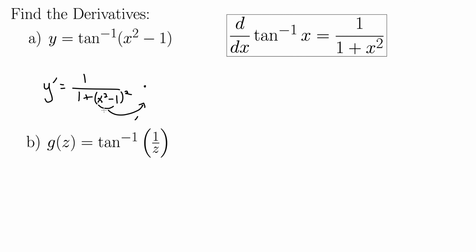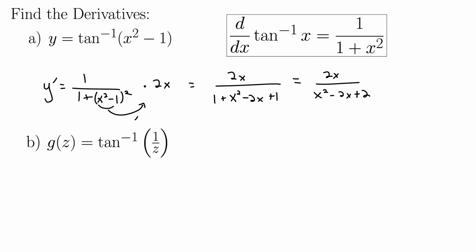So what is this thing? X squared minus 1 prime is 2x. Okay, so now let's just clean this up a little bit. 2x over, we can expand this bottom part out. 1 plus x squared minus 2x plus 1, giving us a final answer of, how about 2x over x squared minus 2x plus 2.